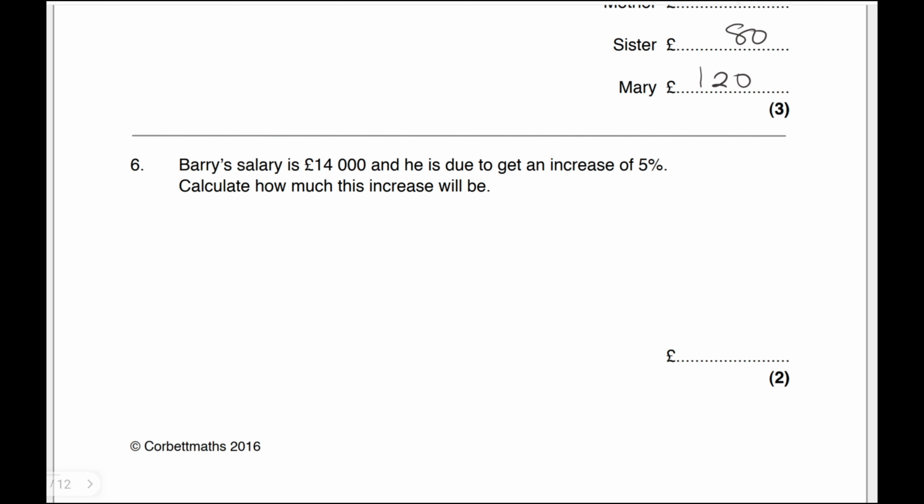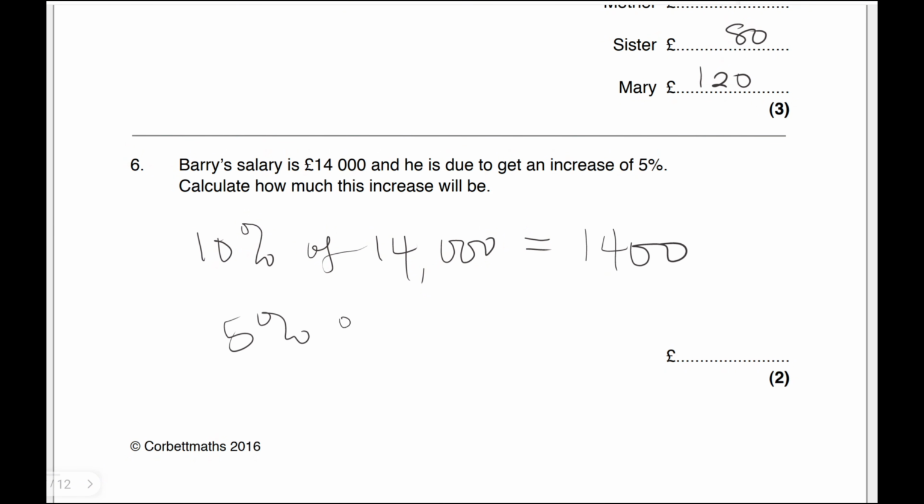So Barry's salary is £14,000 and he is due to get an increase of 5%. So what will be the increase? That's very simple. First of all, 10% of 14,000 is what? That will be equal to 1,400. So 5% of 14,000 is going to be half of that, which is 700.